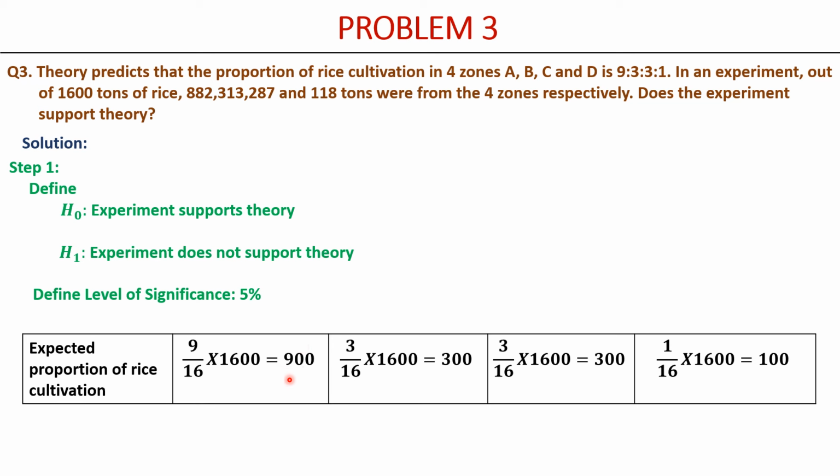So 900 tons is the expected proportion of rice cultivation, out of which we have now seen through an experiment it is 882. The second one is 3 divided by 16 multiplied by 1600. So it becomes 300 is the expected, out of which we have observed 313. Similarly, the third zone also gives me 300 and the fourth zone gives me 100. So these are the expected values and these are the observed values. And once the expected is known, it is just the table construction and comparison with the table value.